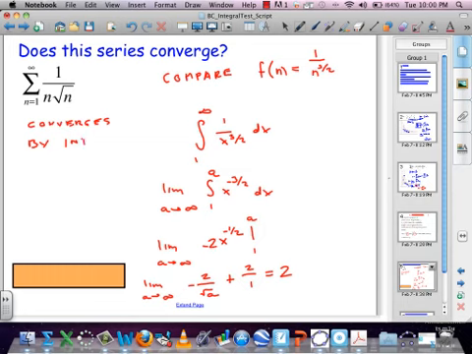Okay, did I check the 3 criteria? No. This function, 1 over n to the 3 halves, is a continuous function. The only spot where there's a problem is 0, but we're starting at 1. Is it always positive? Yes. And is it decreasing? Yes, it is. I didn't show it, but if we took a derivative, we could do a sign chart and show that it does decrease. So it does match the criteria for the integral test.